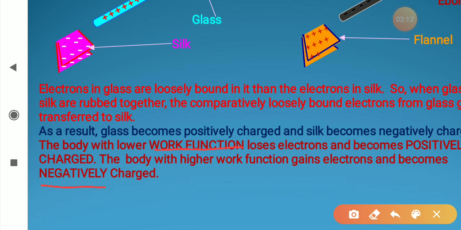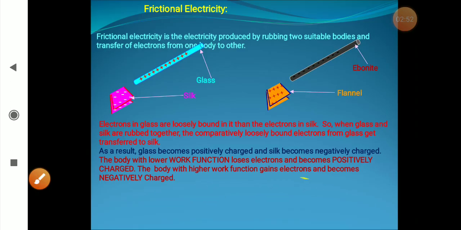See, when two bodies are rubbed, energy is produced due to friction. Now the electrons in the valence band absorb the energy, and if the work function is low, then they easily leave their parent nucleus, get free and jump onto the other body. Now, what is work function? It is the minimum energy required by electrons to leave their parent atom. So, work function is something like ionization energy.